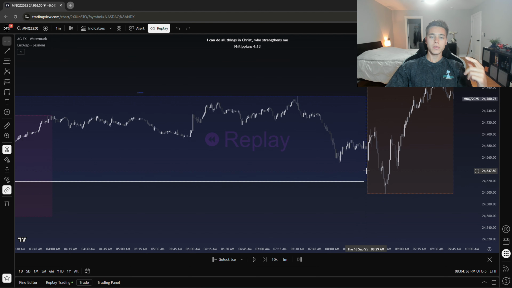All right. And we always have to think of this as well. Price is always trying to target liquidity because what is liquidity? Liquidity is literally other bankers being stopped out for them to then put money on the table. All right. So it's as simple as that.